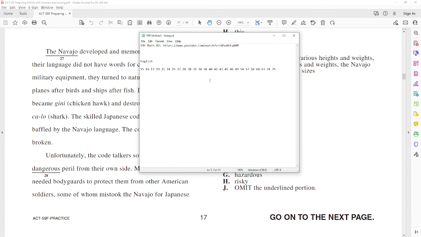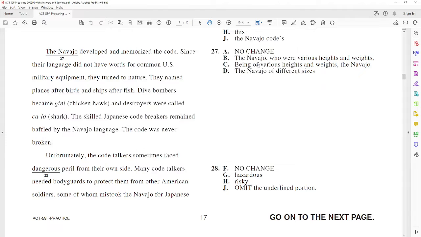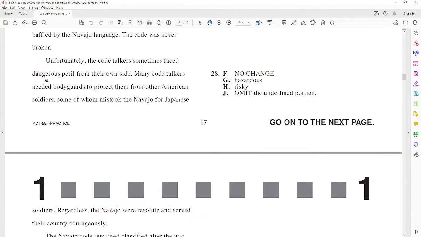All right, 28. Unfortunately, the code talkers sometimes faced dangerous peril from their own side. Is there a question? No. Is there an option to omit? Yes. Unfortunately, the code talkers sometimes faced peril from their own side. Aha! That sounds fine to me. I pick J, omit, delete.